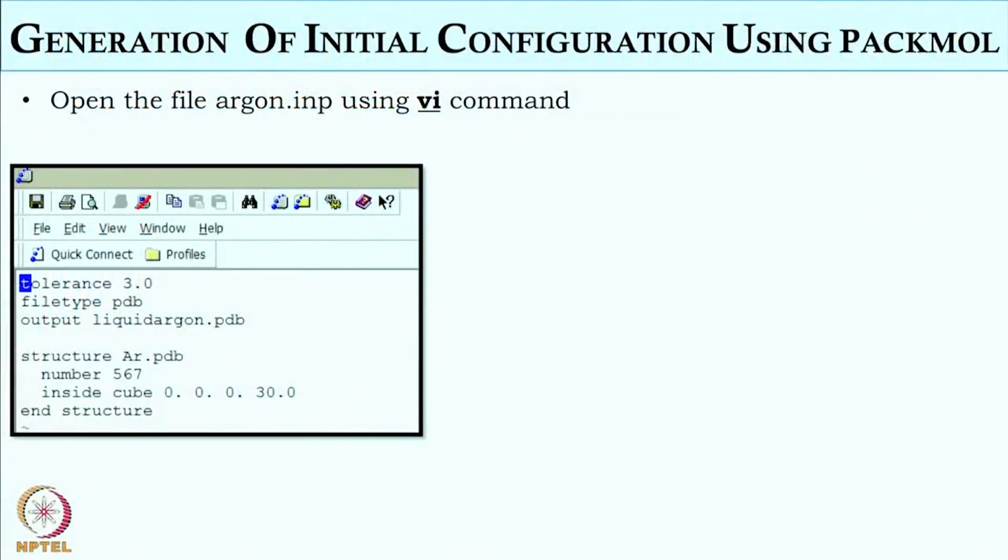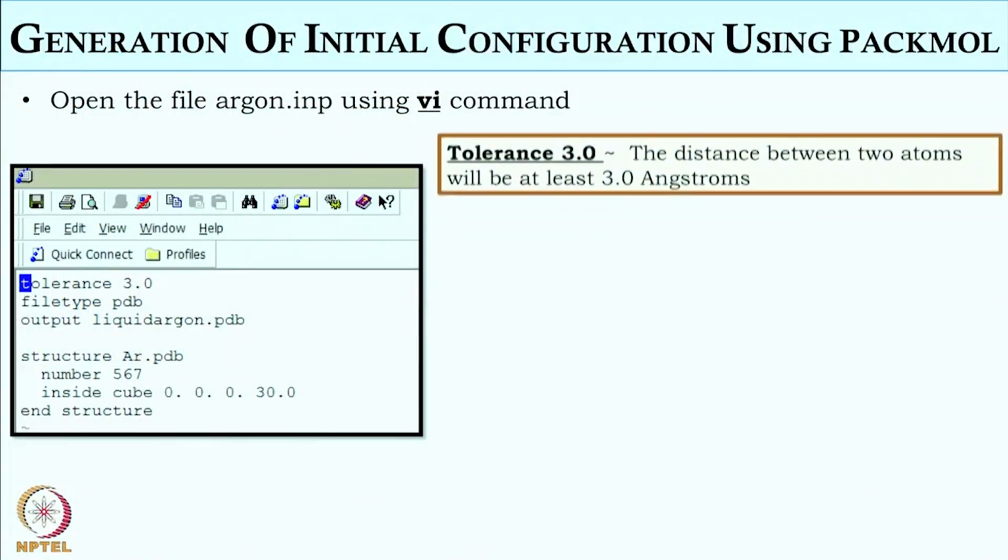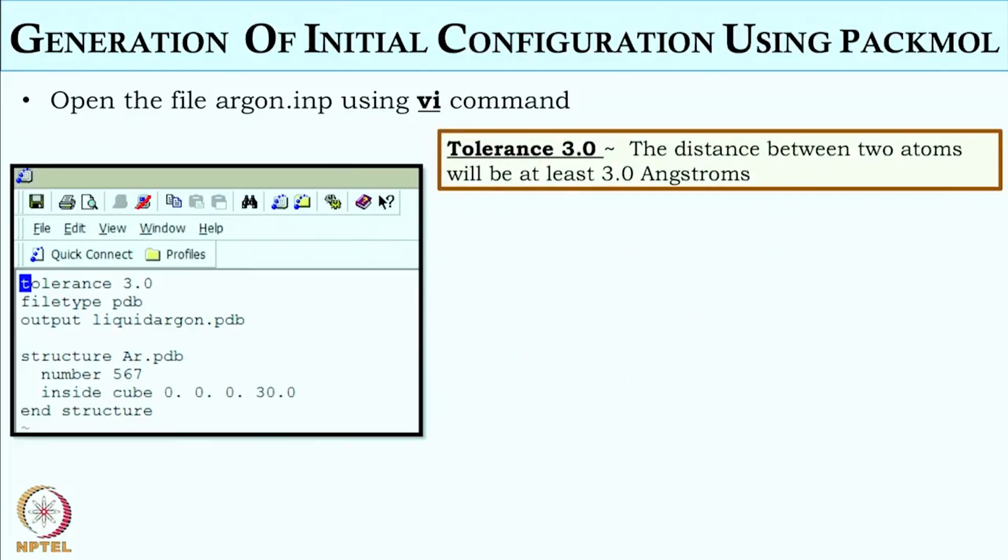Is this INP file in PACKMOL, or created by the user? It is created by the user. It is not in the PACKMOL file. Okay. And so this is the format of an INP file. Here the tolerance, which is given as 3.0, is the distance between two atoms that will be at least 3 angstrom. This is defined by the user. It can be 2, 3, 4 according to the size of the molecule.